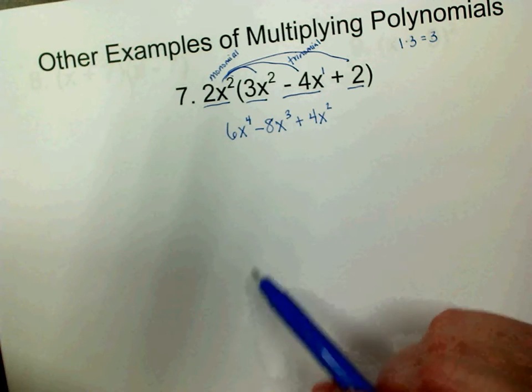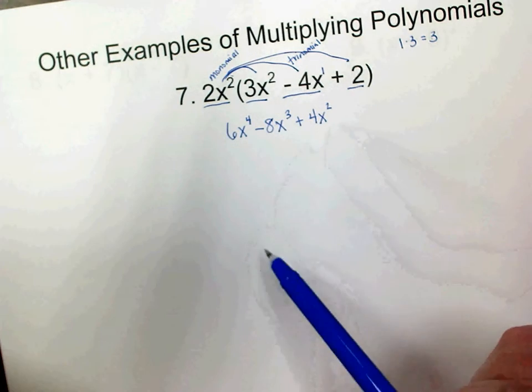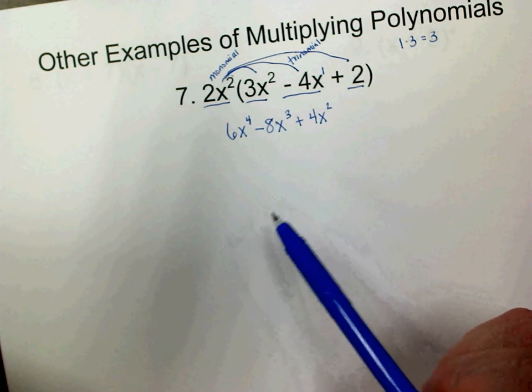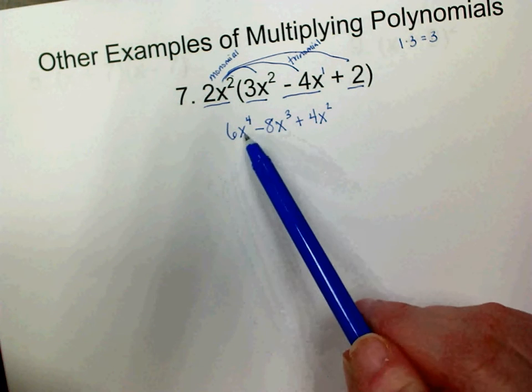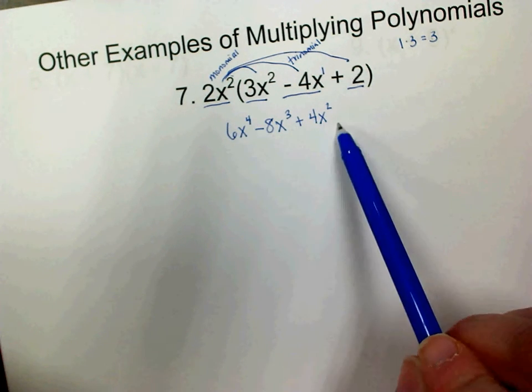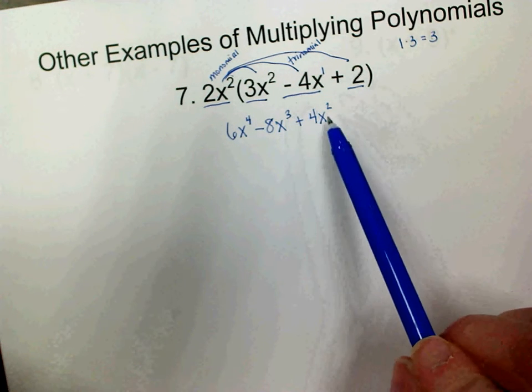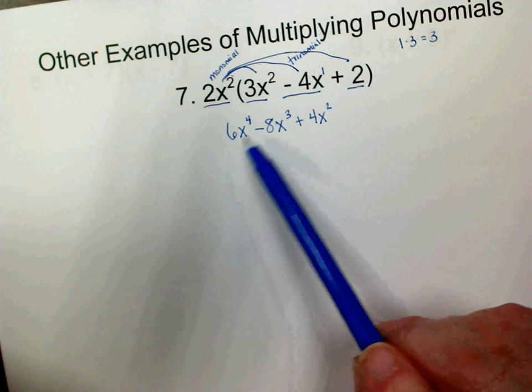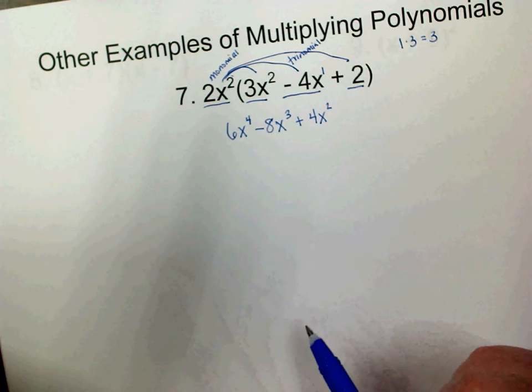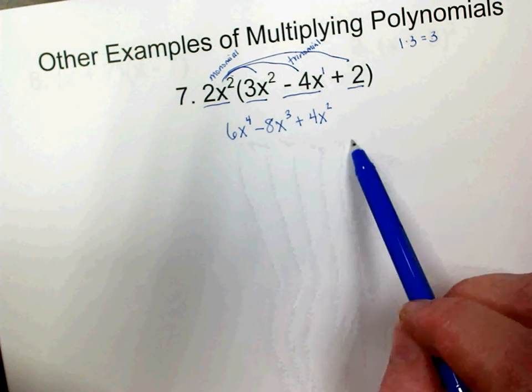Are any of these like terms? No, because the variable part has to be exactly the same. So there are no other x to the fourths in my answer to add to this one. And there are no other x to the thirds, and there are no other x to the seconds. All of these are unlike terms. They cannot be combined. So that is my final answer.